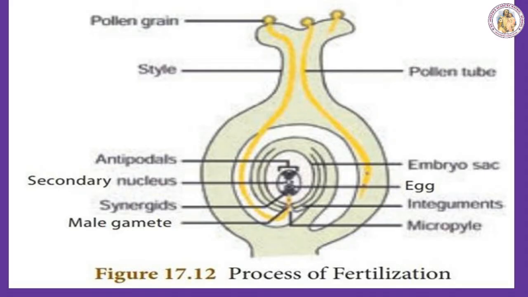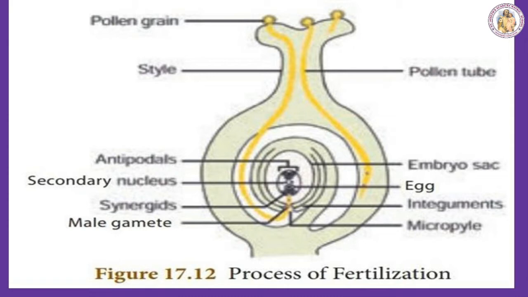Process of fertilization. Till now we have seen pollination. After the pollination takes place, the next process is fertilization. Pollen grain reaches the right stigma and begins to germinate. The pollen grain forms a small tube-like structure called a pollen tube, which emerges through the germ pore. The pollen tube grows through the tissues of the stigma and style and finally reaches the micropyle.